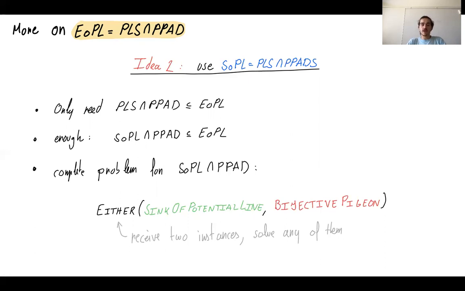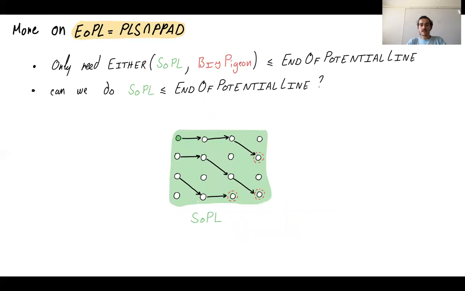It's not too hard. So the only thing we need now is to show that either sink of potential line and bijective pigeon reduces to end of potential line. As a starter and warm-up, we can try to do it with sink of potential line only. So, remember what was the difference between sink of potential line and end of potential line? Well, the only difference is that sources are end of potential line solutions as well, but they're not solutions in the sink of potential line instance.